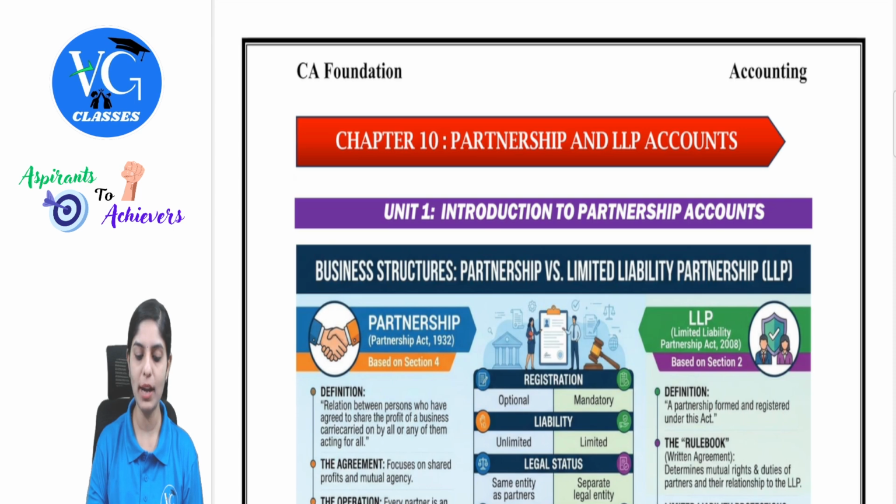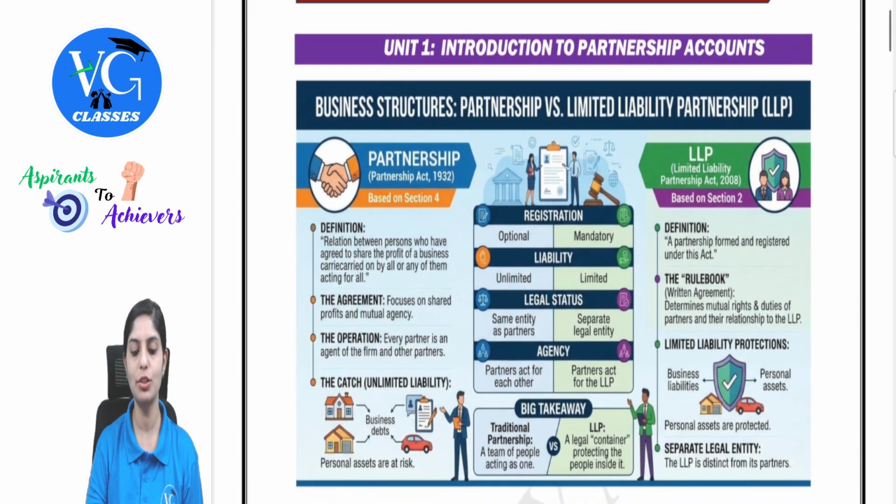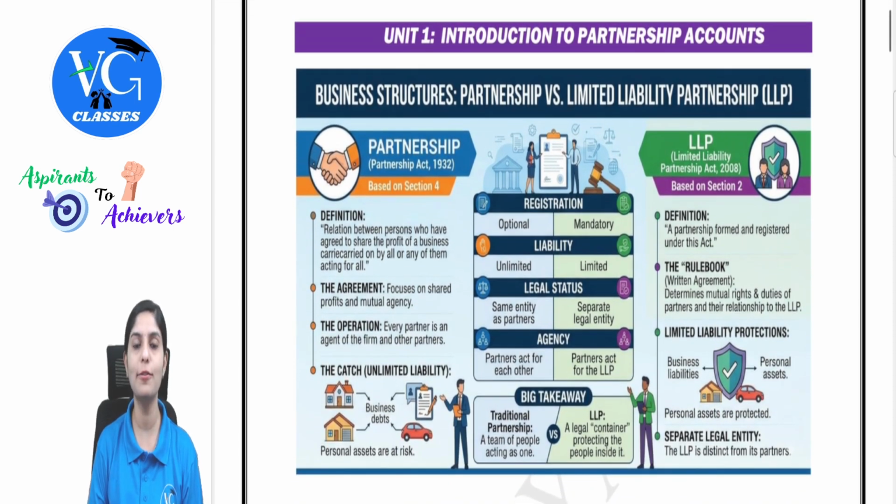So, unit number 1, which is Introduction to Partnership Accounts, consists of some basic fundamentals about how the partnership firm operates, and few basic calculations with respect to preparation of profit and loss appropriation, calculation of interest on drawings, capital, those things is what we are going to understand. So let's do it one by one. Also, we will look at some important questions along.